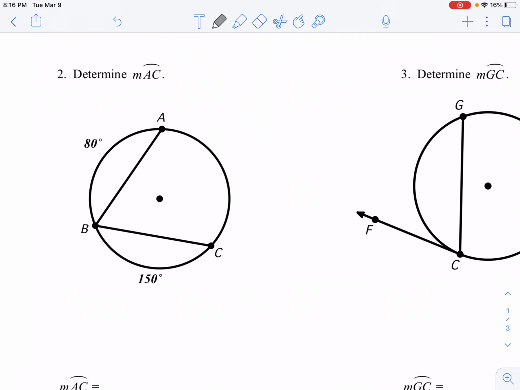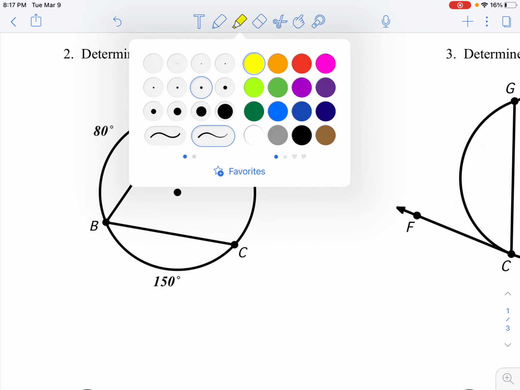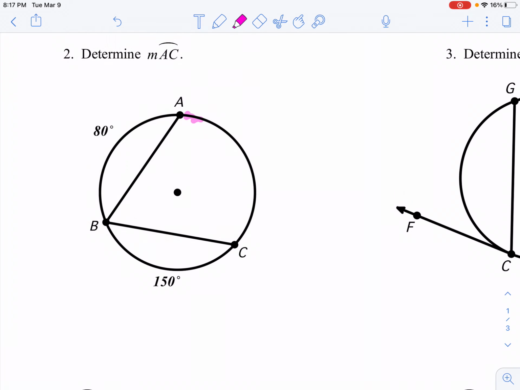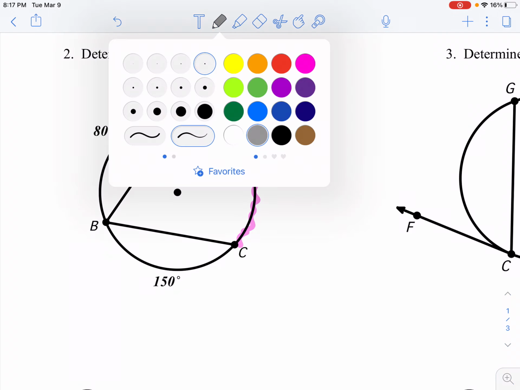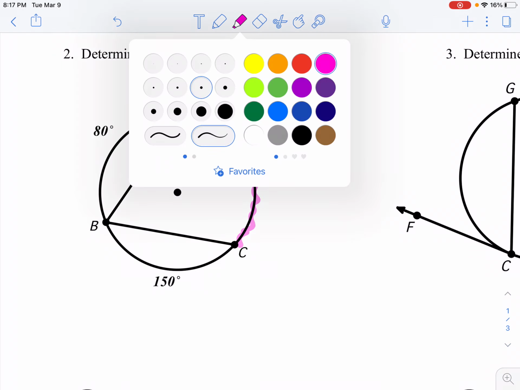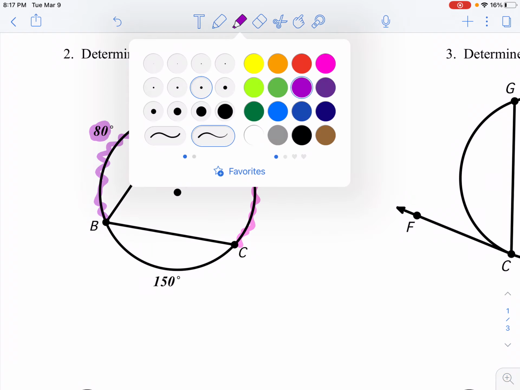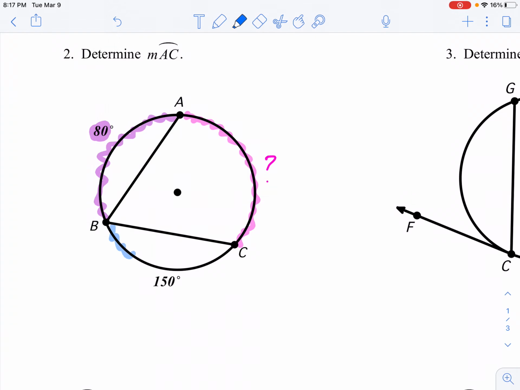Okay, in example number 2, we want to find the measure of arc AC. So from A to C, this is my unknown. This is what I want to find. I'm given the measure of arc AB, and I can see that that's 80 degrees. And I'm given the measure of arc BC, and I can see that's 150 degrees.